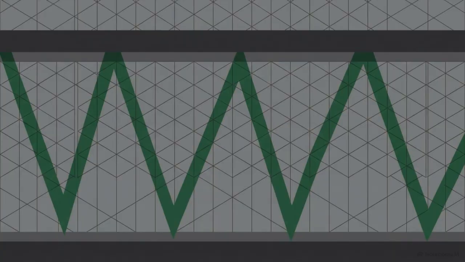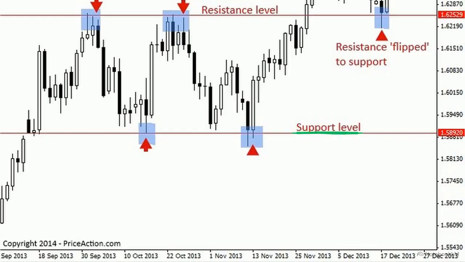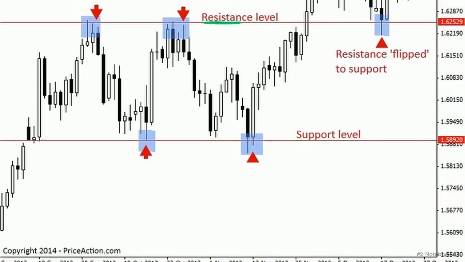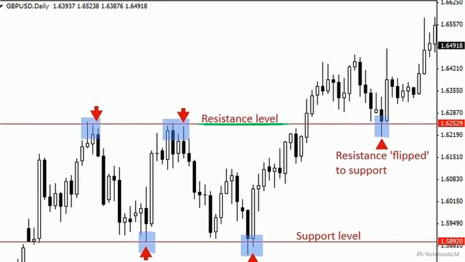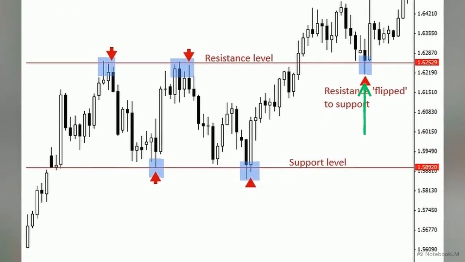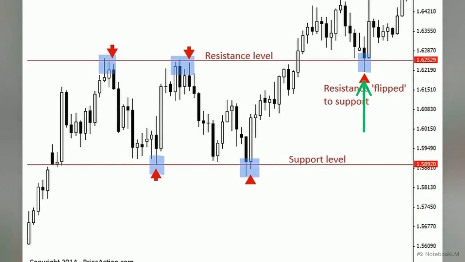Financial markets also have floors and ceilings. Support is a price area where buyers step in to stop a fall, while resistance is a ceiling where sellers push price down. Because traders remember levels, notice how old resistance flips to become support once price breaks through.